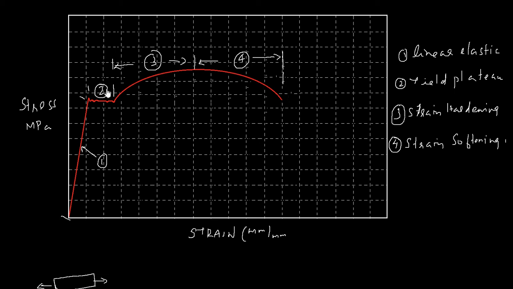So you have four regions: linear elastic, yield plateau, strain hardening, and strain softening in a stress strain diagram. We will see different stress strain diagrams for different materials in the following videos, and we will also see the relation between stress and strain in the next videos.